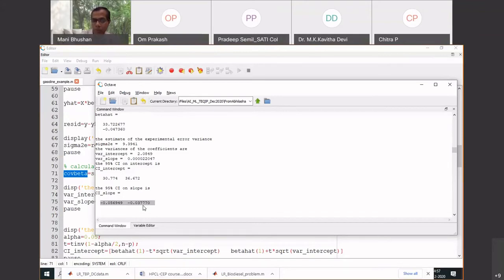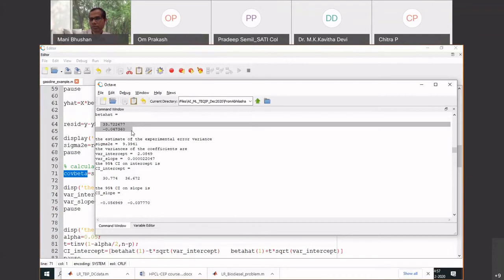Okay, and something more I want to show you. So what do we do with this? We got the confidence intervals on the intercept and slope. So what is the big deal? Finally, when you go back, you have got a model with these values, and you can use that model to make predictions, right?